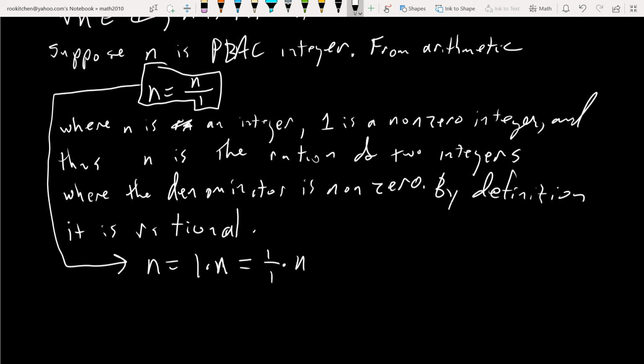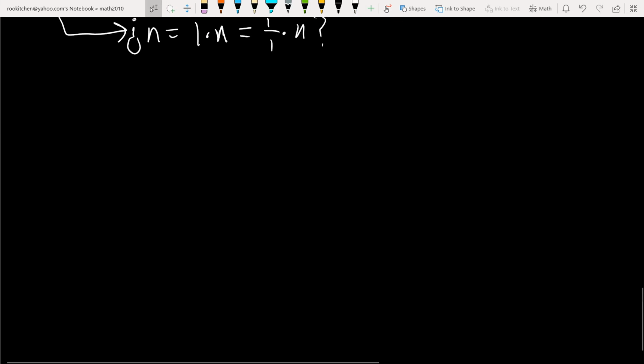But even then, it's kind of iffy, and sadly, I don't think they give you enough in the book to really make this conclusion that n is equal to n over 1. But sometimes, like I said, it's just so obvious. Unless you're rebuilding all of the foundations of mathematics, you're going to have to assume something, right? I don't know. Okay, so let's try another one.